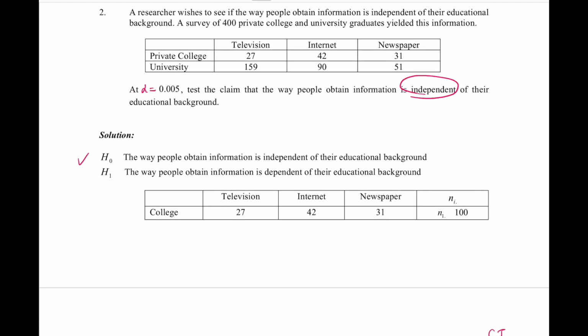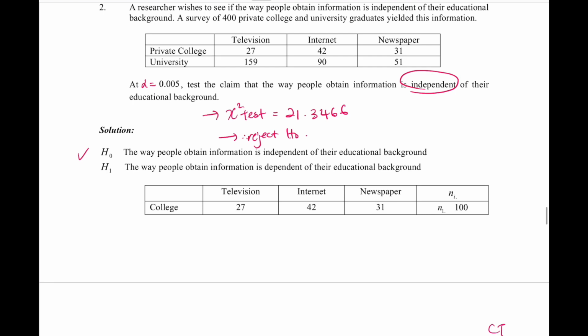Okay, I'll give you the answer. The answer for the chi-square test is equal to 21.3466. Okay, and the conclusion and the decision is reject H null. So please try to do number 2 for the independent test here.